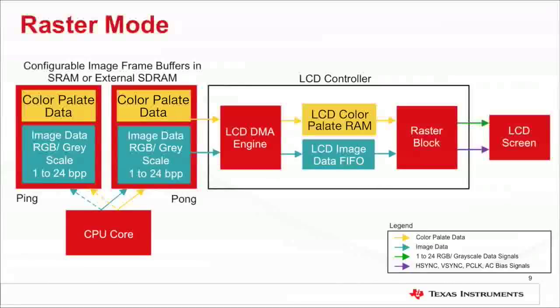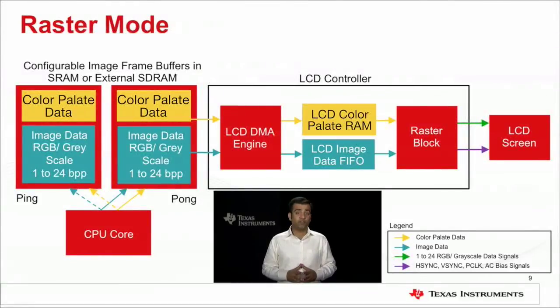The LCD DMA Engine and the raster controller will continuously retrieve more image data from the SRAM frame buffer and use it to refresh the display continuously. The image data path is active constantly once the raster mode has been configured and enabled. This means that the display will be continuously refreshed with the data from the frame buffer. The CPU can still write to the frame buffer while this is happening, and the display will be updated with the new image on the next refresh.